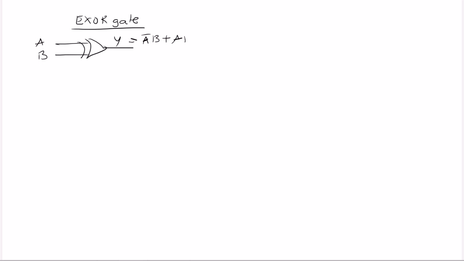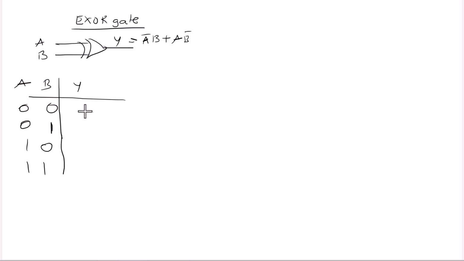Now we will implement the exclusive OR gate. The exclusive OR gate symbol is like this. The inputs are A, B, and the output is Y. So Y is equal to A bar B plus A B bar. The truth table for this exclusive OR gate has inputs A B: 0 0, 0 1, 1 0, 1 1. For 0 0 the output is 0, for 0 1 the output is 1, for 1 0 the output is 1, for 1 1 the output is 0. So if you get an even number of ones or an even number of zeros, you will get 0, otherwise it will be 1. Okay.